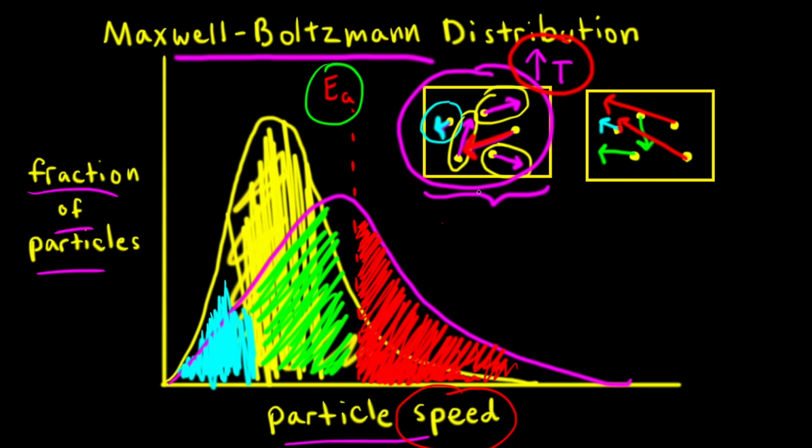It's important to point out that since the number of particles hasn't changed, all we've done is increase the temperature here, the area under the curve remains the same. So the area under the curve for the curve in yellow is the same as the area under the curve for the one drawn in magenta. The difference, of course, is the one in magenta is at a higher temperature, and therefore there are more particles with enough energy to overcome the activation energy. So increasing the temperature increases the rate of reaction.